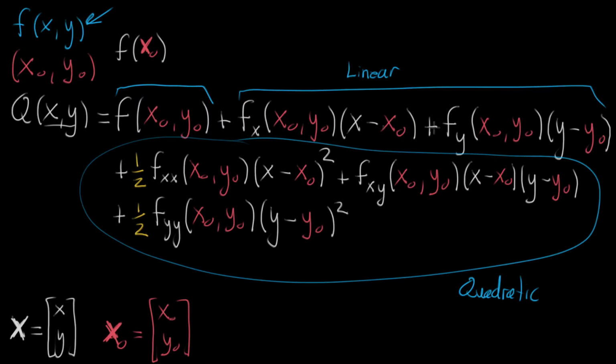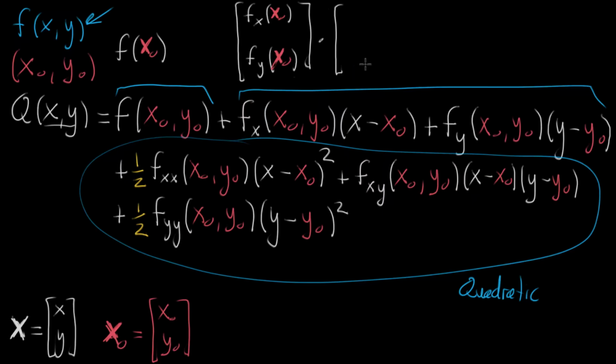Now the linear term, this looks like a dot product. If we expand it out as the dot product, it looks like we're taking the partial derivative of f with respect to x, and then the partial derivative with respect to y, and we're evaluating both of those at that bold-faced x naught input. Now each one of those partial derivatives is multiplied by variable minus constant number. So this looks like taking the dot product with x minus x naught and y minus y naught.